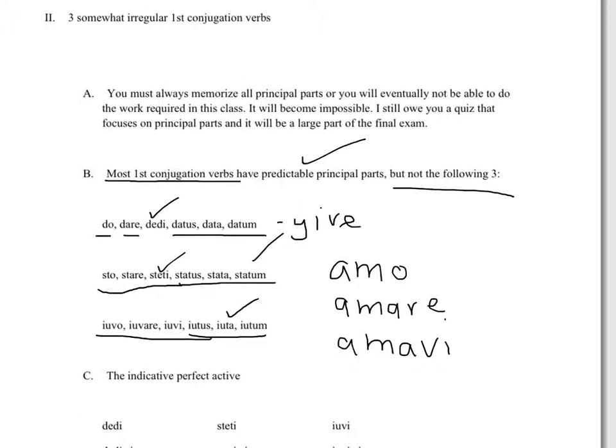And then uo, uwari, and uwi. Again, that 3rd principal part is particularly unpredictable. So memorize those in particular. That will be a focus of the next quiz that you have, these irregular principal parts especially.